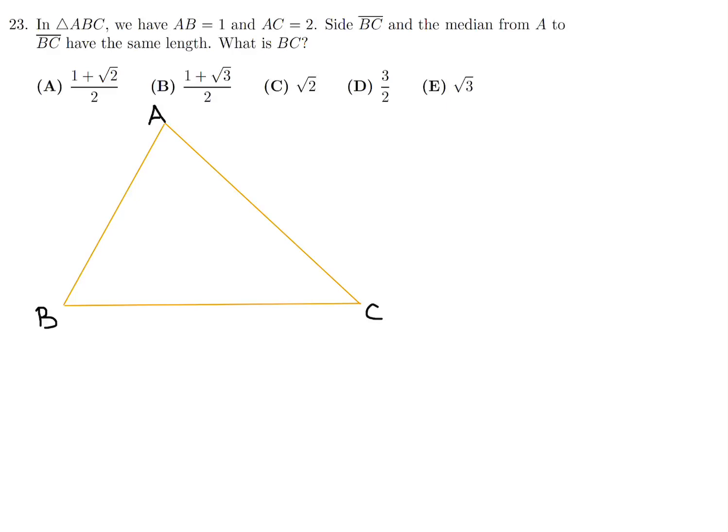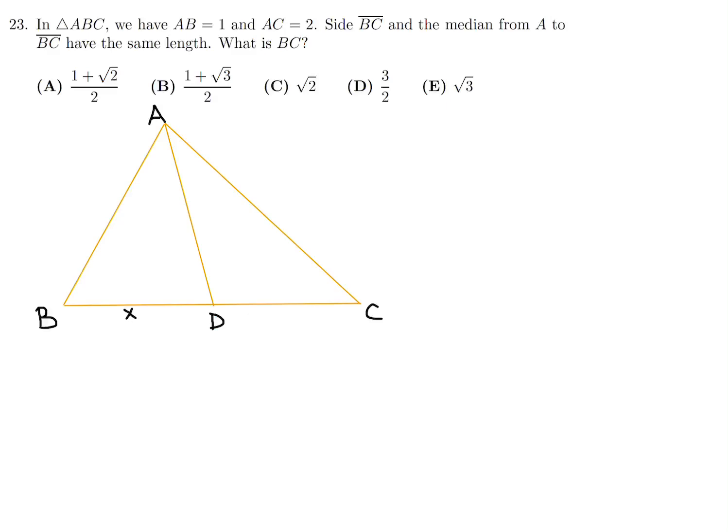And they give us a special rule here. Side BC and the median from A to BC. So from A to BC, we draw a line, and that's the median. What that means is it cuts BC in half. So it's going to fall approximately there. And I'll just label that D. So it cuts BC in half.